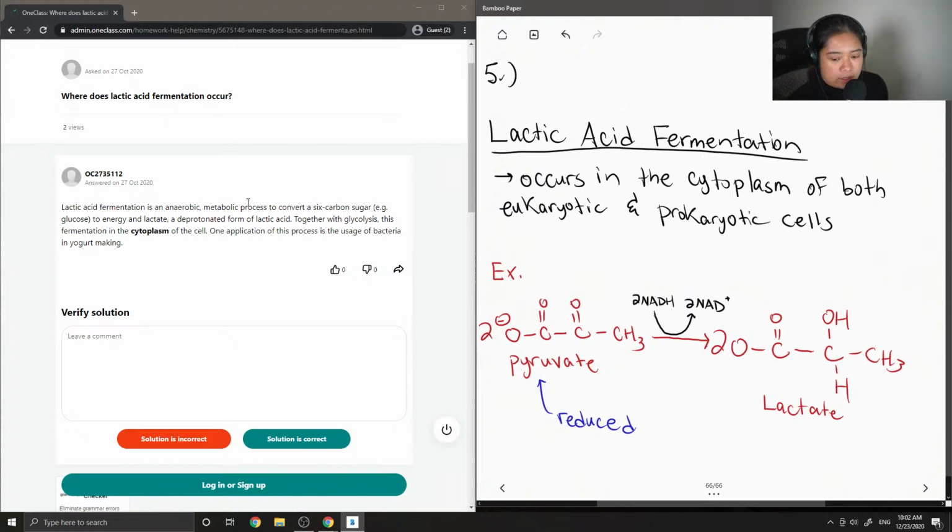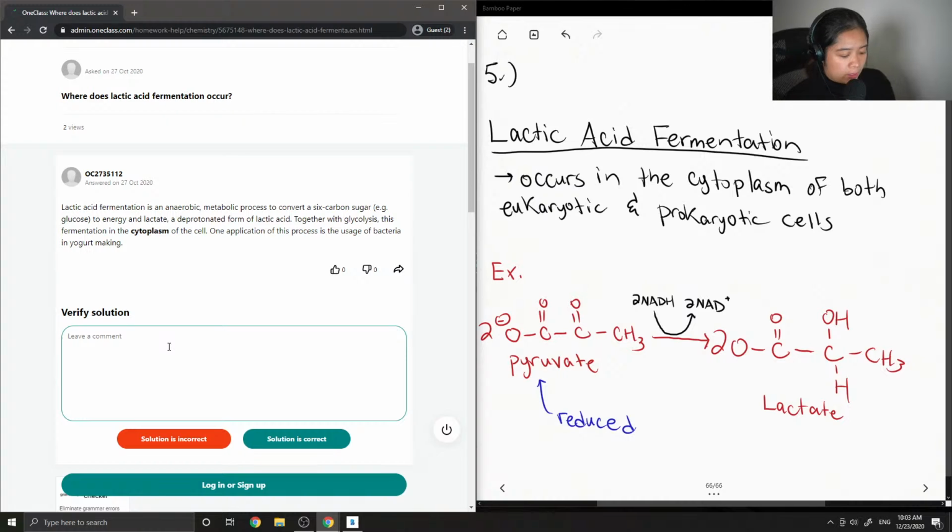Okay, so the junior tutor said lactic acid fermentation is an anaerobic metabolic process to convert a 6-carbon sugar, for example glucose, to energy and lactate, a deprotonated form of lactic acid. Together with glycolysis, this fermentation is in the cytoplasm of the cell. One application of this process is the usage of bacteria in yogurt making. Yep, so this solution is correct.